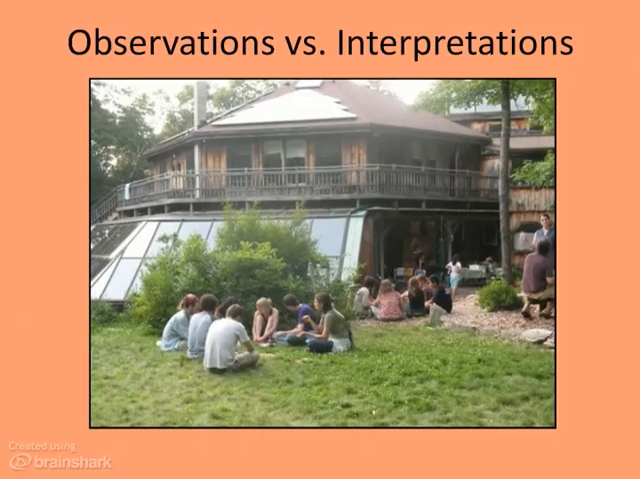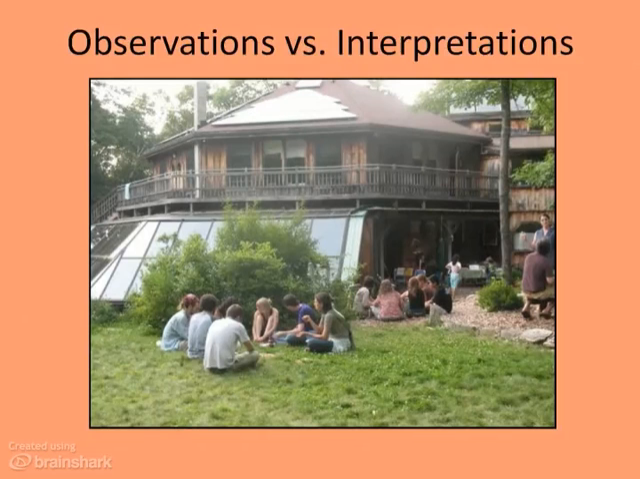Observation 1. The grass is short. We don't know why the grass is short. We're just stating what we see without explaining it. Interpretation 1 is the grass has been mowed. We can guess the grass has been mowed, but we don't know for sure. Another interpretation would be that the grass has been grazed by animals.